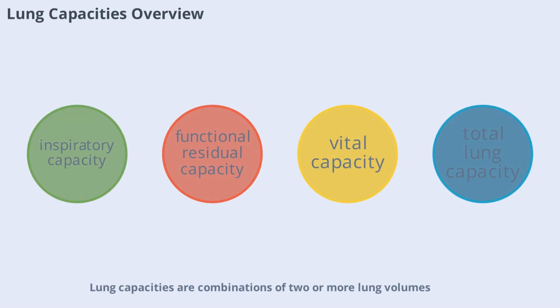Lung capacities are combinations of 2 or more lung volumes. They provide a broader picture of lung function and include inspiratory capacity, IC, functional residual capacity, FRC, vital capacity, VC, and total lung capacity, TLC. Each capacity reflects a different aspect of how our lungs operate.